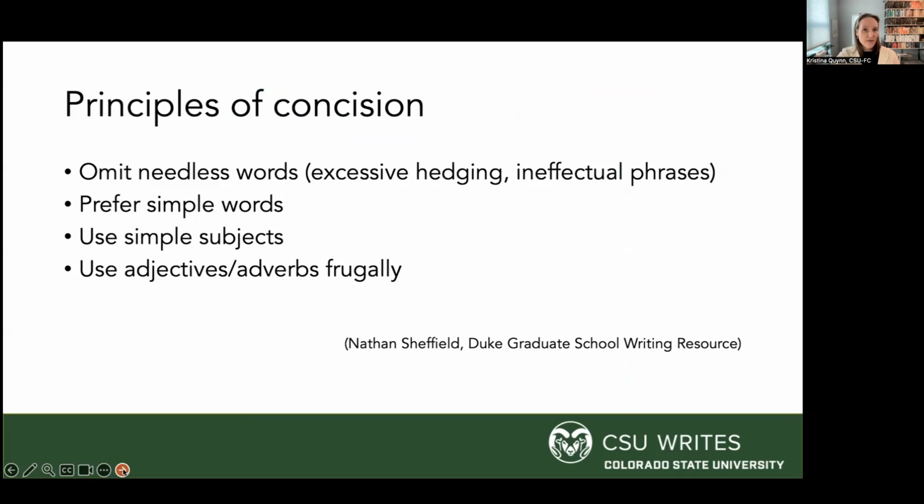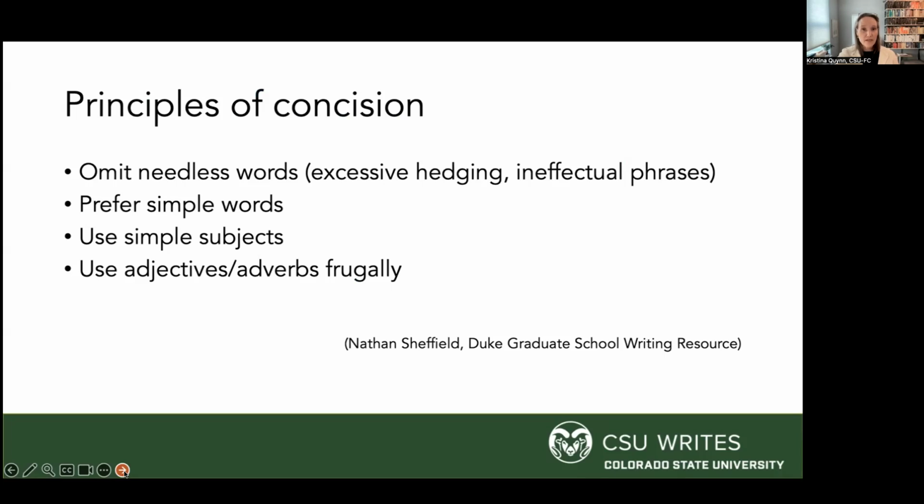So there are some basic principles of concision. These are the ones that are geared primarily towards science writing, and yet at the same time, I think they're good for all writing. So Nathan Sheffield at Duke, the graduate writing school, he's the one who's writing to scientists, but I think it's good for all of us as academic writers. Omit needless words, so that means excessive hedging, like maybe, almost, sort of, suggest, perhaps, ineffectual phrases. Prefer simple words to longer, more complex words. If you have to use a long, complex word, it should be because that's the only word that you can use for that expression.